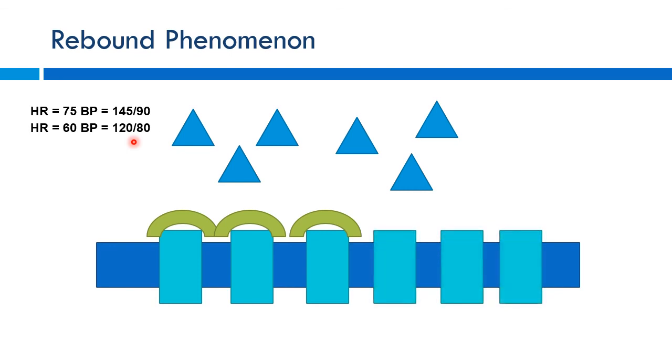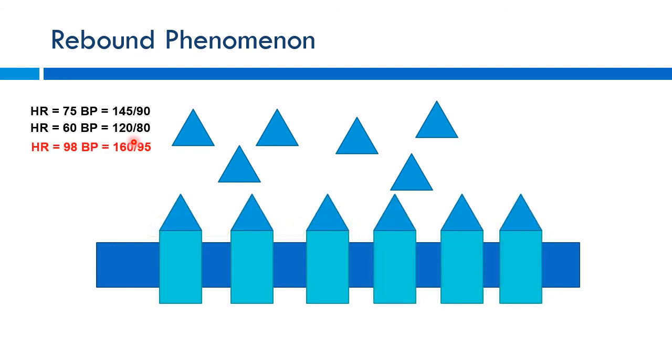And then, as a response to that, I'm going to have this upregulation of the receptors. If I take that drug away all of a sudden, you're going to find they have a lot more receptors that can interact with the natural ligand, and now the blood pressure and heart rate have gone up even higher than what they were at baseline.